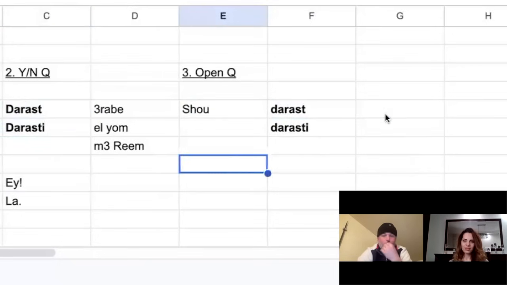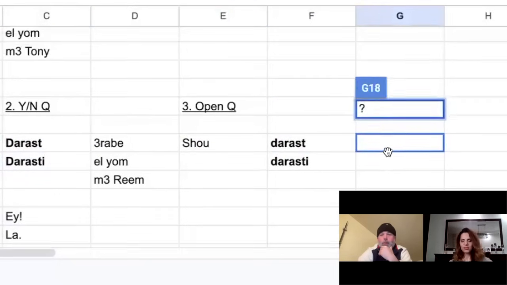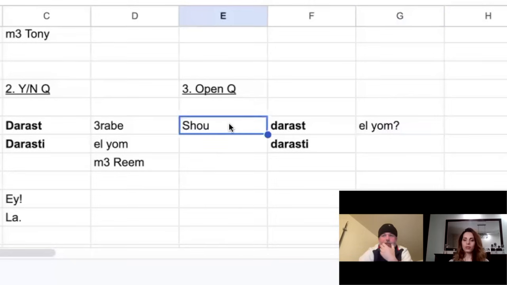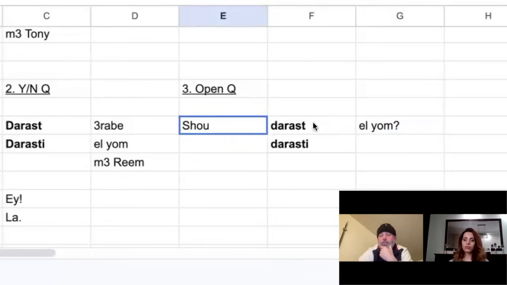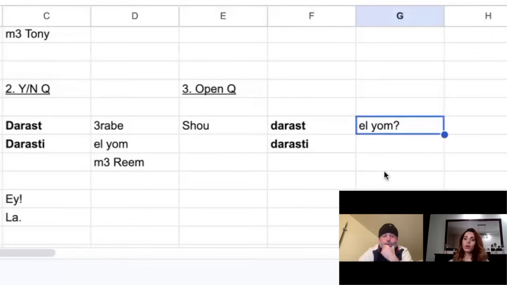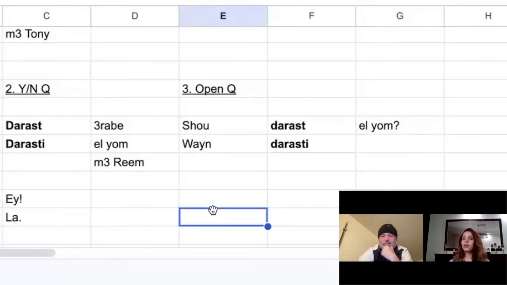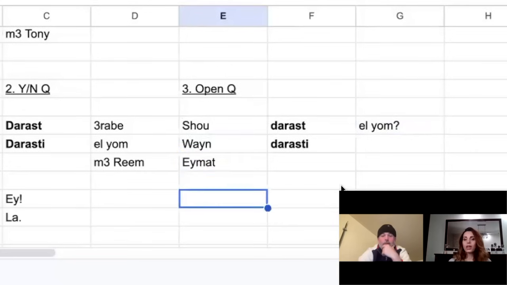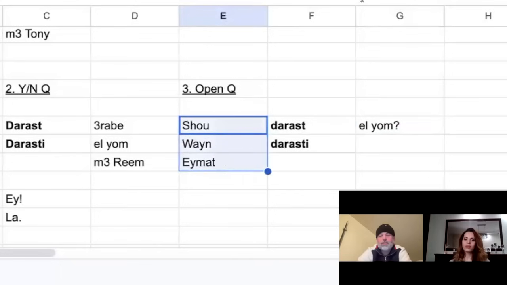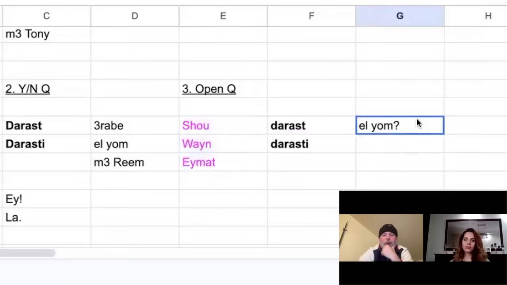Open-ended question is going to use the same verbs as the yes-no question, but you can put a who, what, where, when, why, how. شو درست اليوم؟ What did you study today? Reem, شو درست اليوم؟ وين درست عربي؟ Where did you study? إيمت or امتى درست عربي؟ So when did you study?